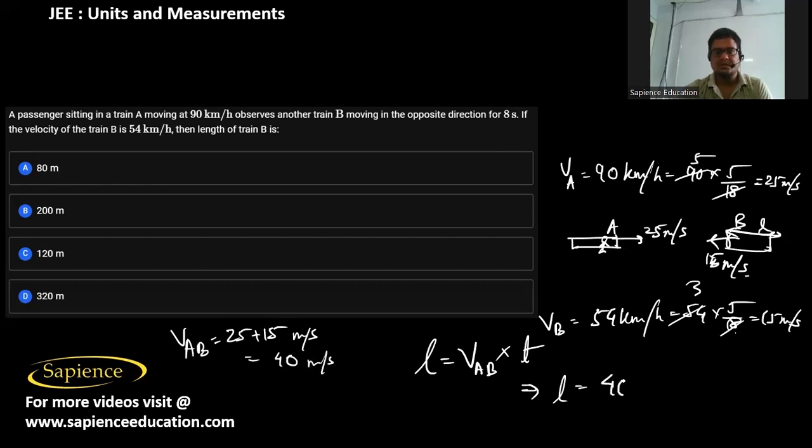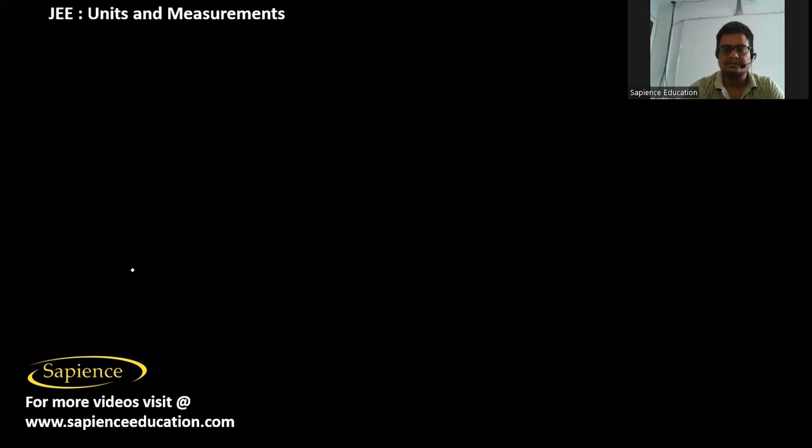So L will be equal to 40 into T, it is 8 seconds. That is equal to 320 meters. So it means the length of the train B is 320 meters. So option D is the correct answer.